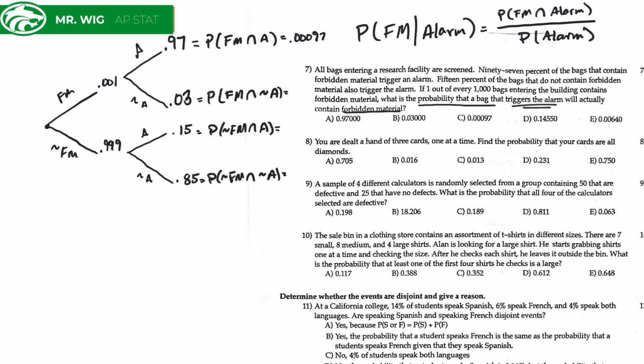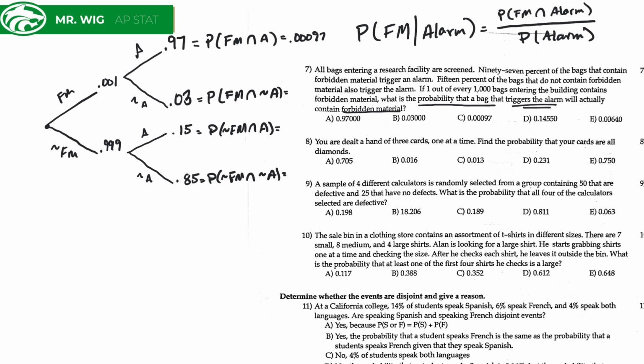Okay? Wait, where's the alarm going off? Like where in my tree diagram, where is the alarm happening? Well, obviously it's happening here, right? What is the 0.00097? That's the probability that the forbidden material is in the bag and the alarm is going off. That right there, that times this equals 0.00097. That is just the top part. That's the top of the fraction.